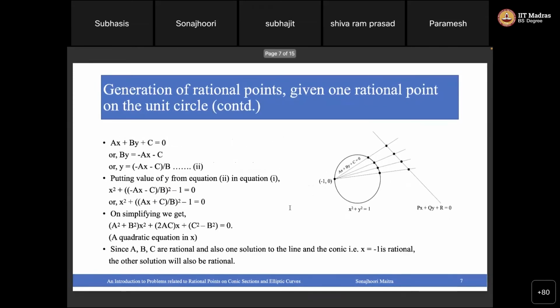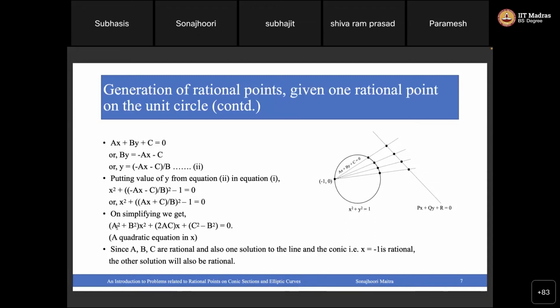Let's move on to the next slide. So yeah, from here we can substitute the value of y and write it in terms of x. ax plus by plus c equal to 0. So from this equation, we can write that y equals minus ax minus c by b. And then we are putting the value of y in the equation of the unit circle, x squared plus y squared minus 1 equal to 0. In place of y squared, we are putting this value. So when we put this value, the calculation is done in the slide. We will get a quadratic equation in terms of x. This is the quadratic equation in terms of x.